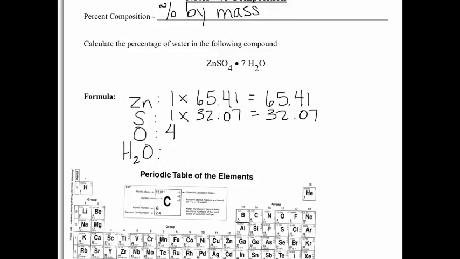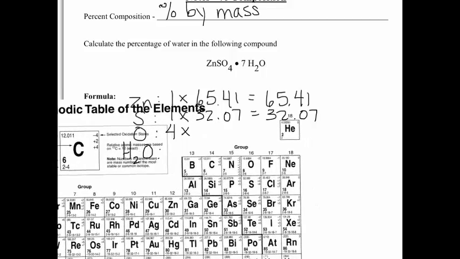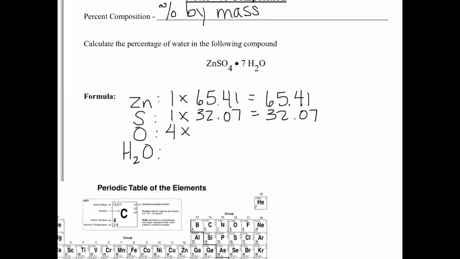There are 4 atoms of oxygen, at least in the zinc sulfate part, so I'm going to multiply that by 4. Oxygen is an interesting situation when you look at its mass. It's 15.9994. So we're going to round that to 16. And then do the math there, and it ends up being 64.00.